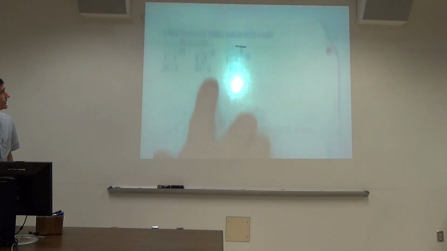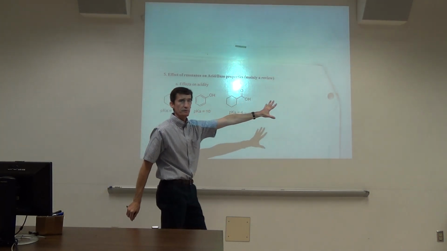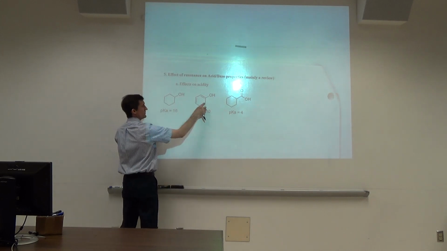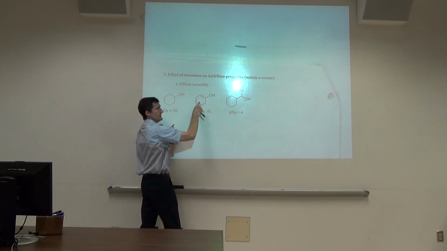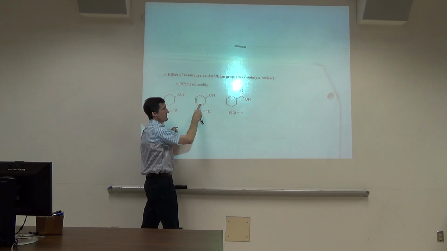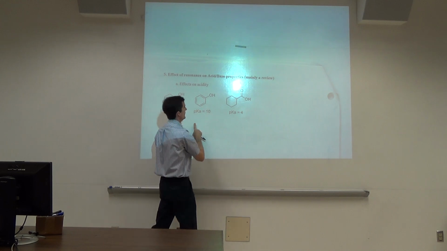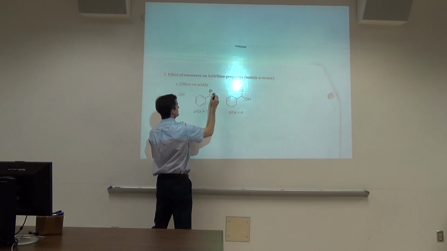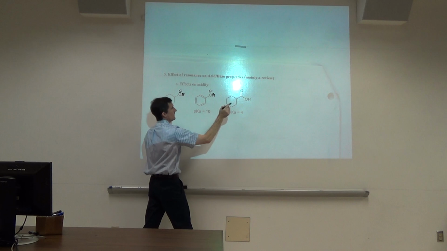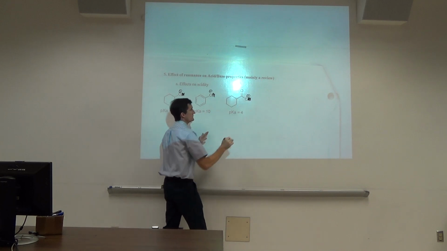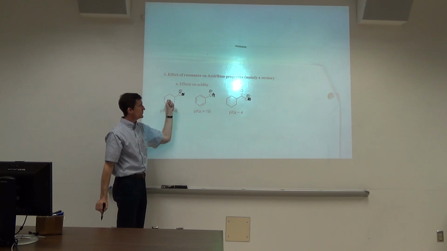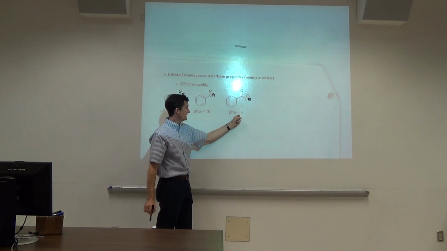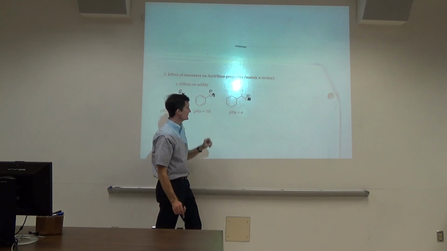Effect on acid base. We already touched on this when I showed you the phenol and the cyclohexanol. This is a million times more acidic because the anion would be resonance stabilized. We consider the anions here. Worse, resonance delocalization stabilizes this. No resonance. Carboxylic acid is even more acidic. It's a million times more acidic than this.